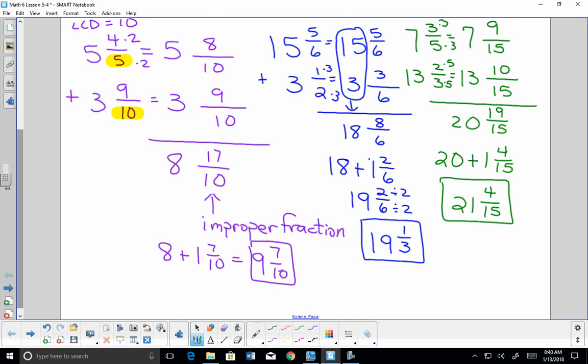So as you can see, adding mixed numbers just requires you to, again, find a common denominator, add the whole number part separately from the fraction part, and then rename any improper fractions as mixed numbers, and then combine those. Let's look at some word problems.